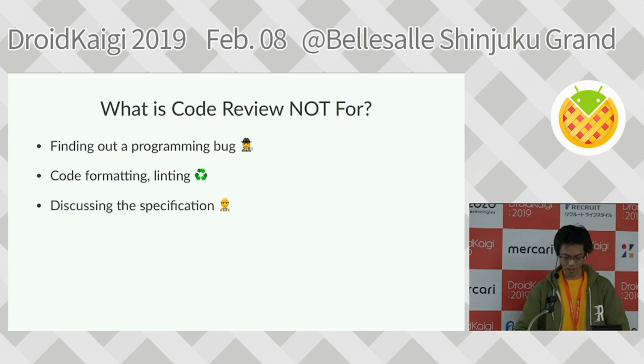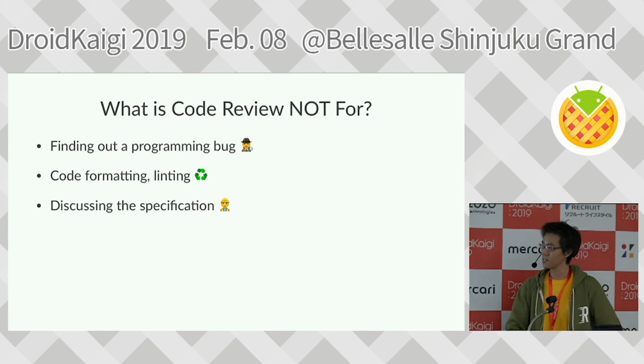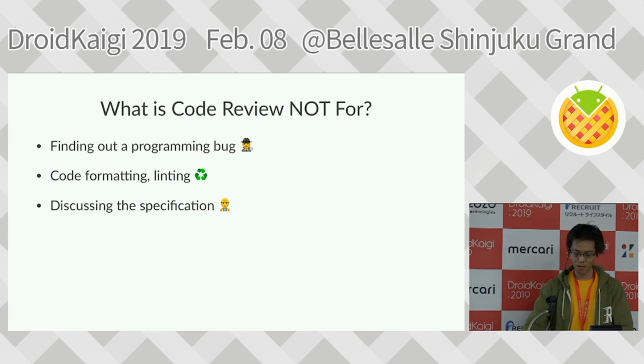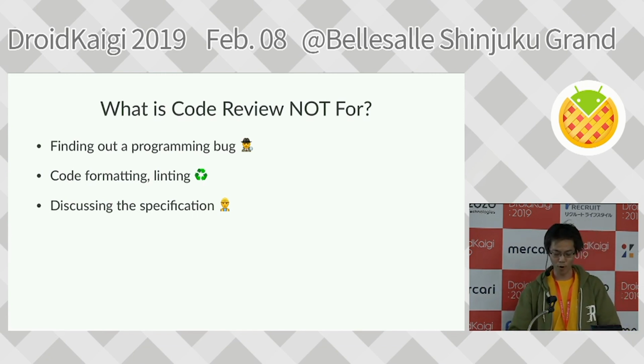Finally, it is not for discussing the specification. In general, it is good to fix the specification before starting code development. And sometimes you find some specification bug while you are coding or while you are reviewing the code. And it's great to have a discussion about the specification. But if you find that kind of bug in the specification, do not do that in code review. Just involve a product owner and have a discussion with them, not on GitHub.